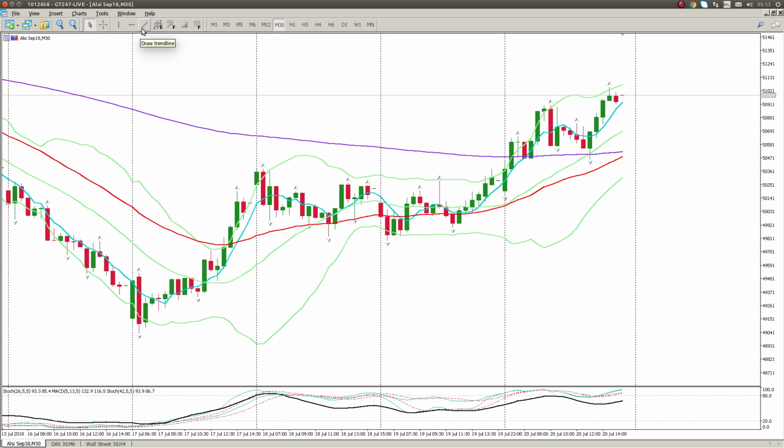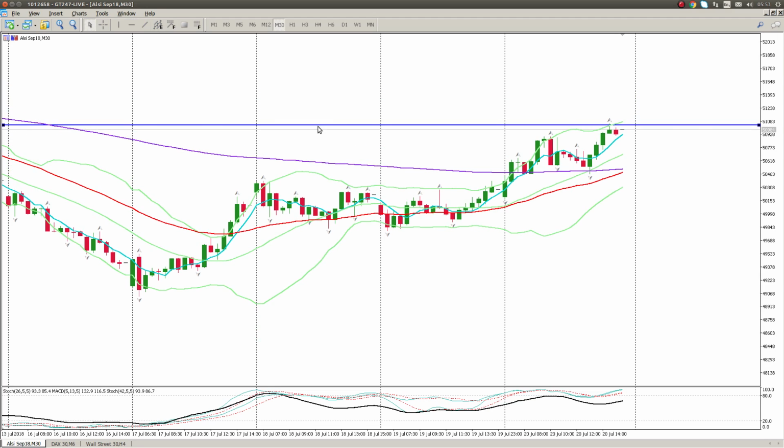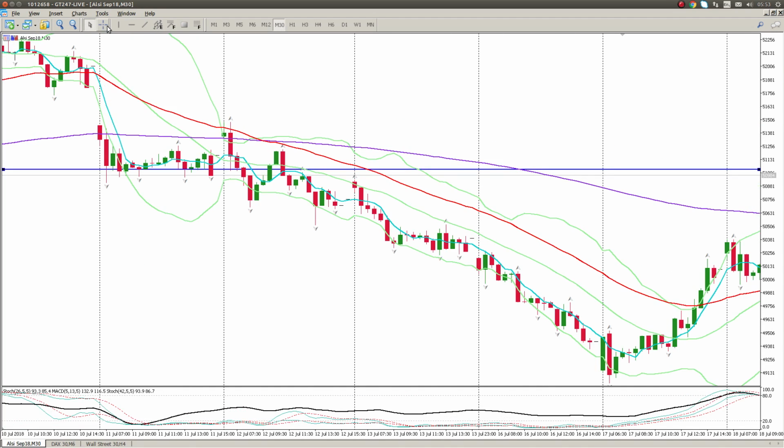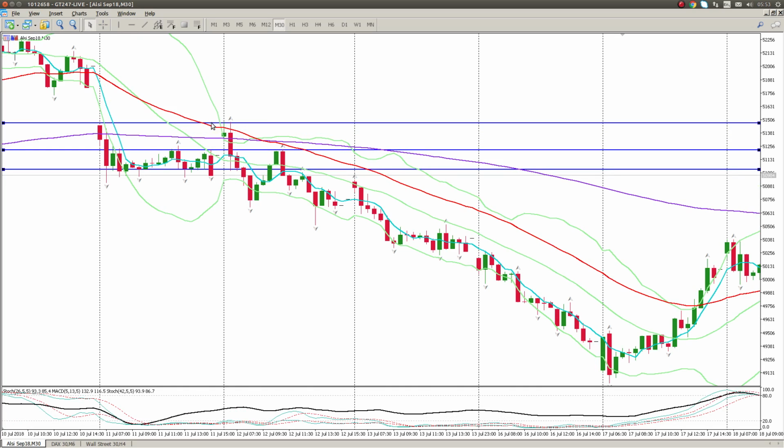So if we do break above the high of Friday, then obviously the trend is still up and we're moving to the upside, and we can start looking for the next lot of targets. So the first one is going to be pretty much this level here, because you can see how these candles have interacted with it.